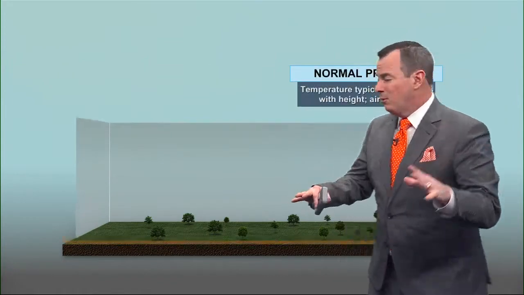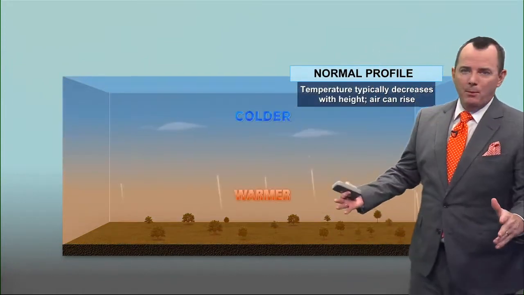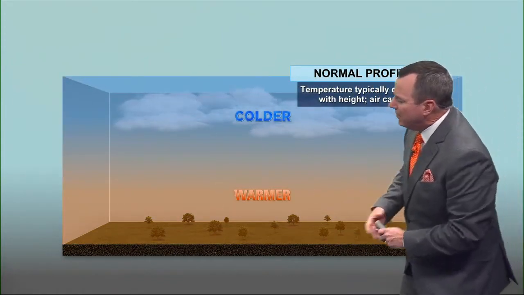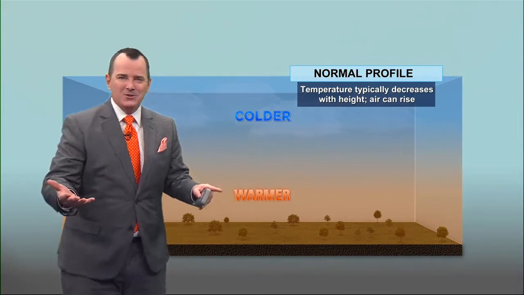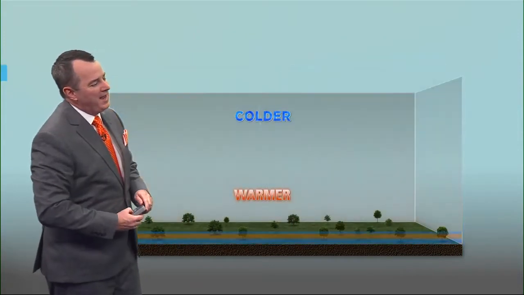One thing you may not think of is we always have to think of the atmosphere in three dimensions. And often we talk about what's called a normal profile within the atmosphere. You have warmer air at the surface, cooler air usually as you go up in elevation. That's called a standard or normal profile of the atmosphere.